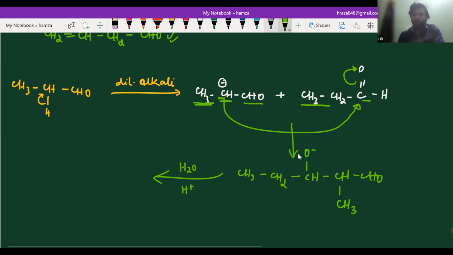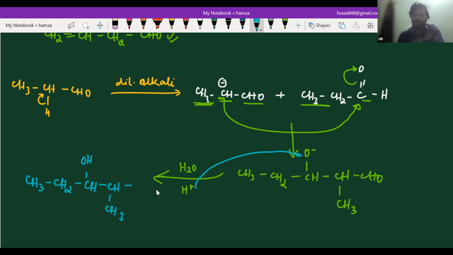So this H plus is going to attack on this, and in this way you will get a beta hydroxy aldehyde: CH3CH2, and this is CH, then OH, then CH, then CH3, and then CHO. As you can see, this is your main functional group. So this is alpha and this is beta. So this is beta hydroxy aldehyde.